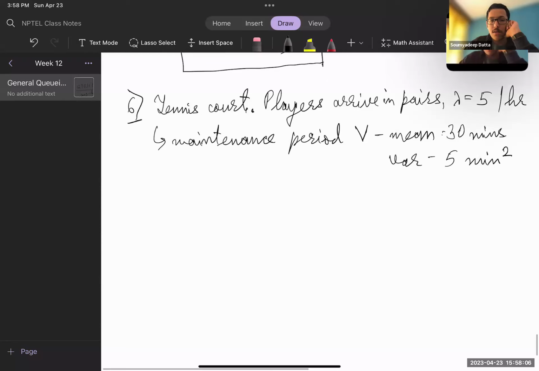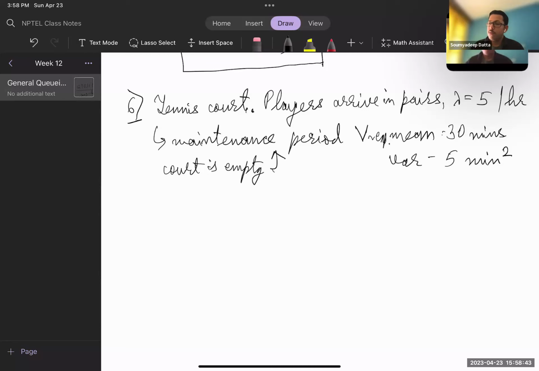And then it's also told that if the court is empty, it undergoes further maintenance. So if the maintenance period is over and there are no players when the maintenance period is over, then there is another round of maintenance that always happens for the ground. So that's how this ground operates.